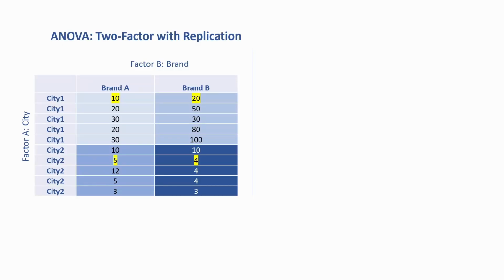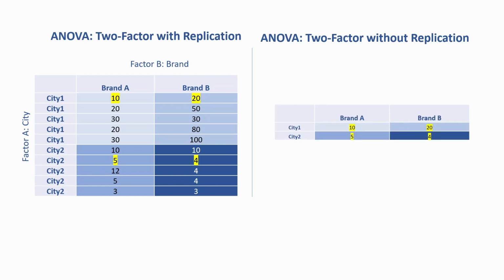On this slide, on the left-hand side is the data table we just saw earlier, namely the data example for two-factor with replication. How about without replication? The basic idea is that in region 1, we only have the data point from one store, so 10 versus 20. Similarly, in region 2, we also have a data point for another store, so 5 versus 4. So we do not have replication in each region.